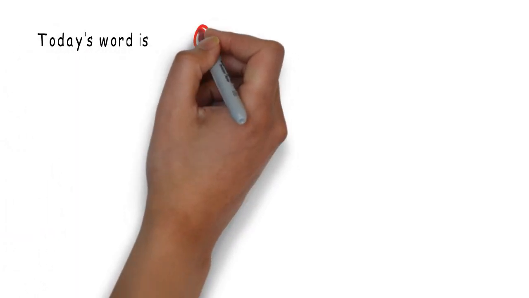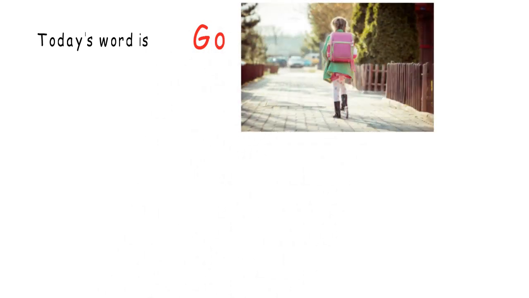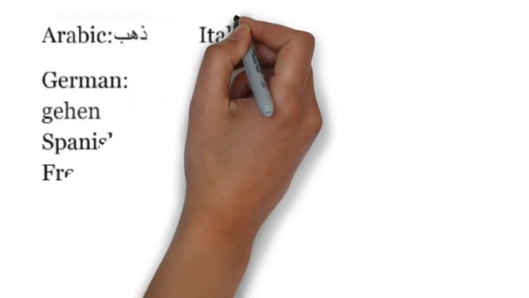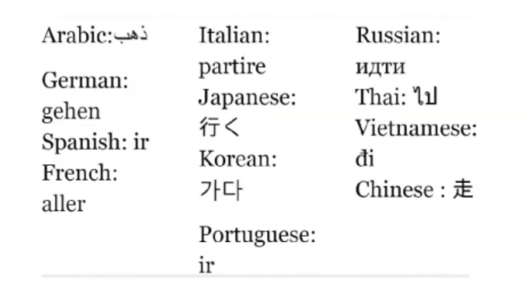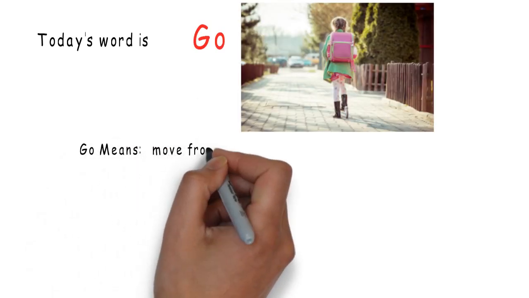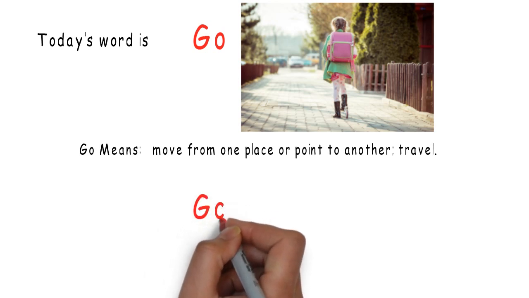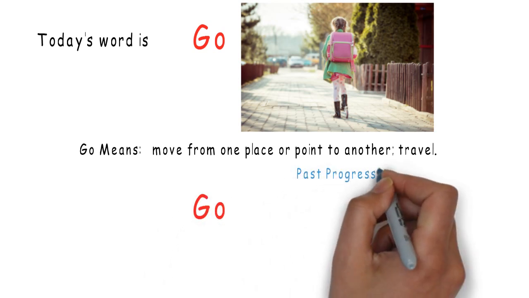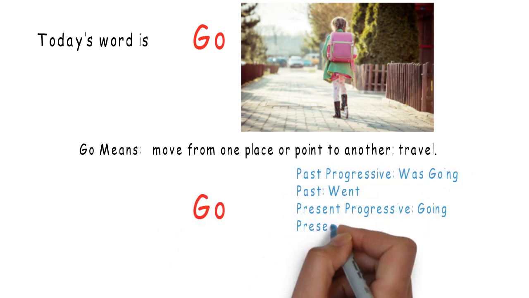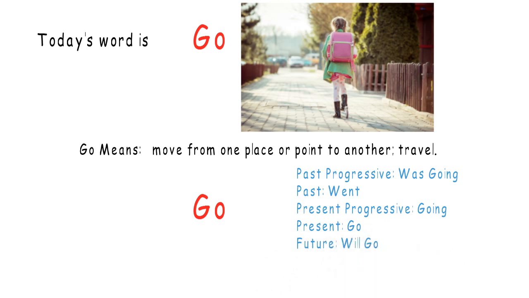Today's word is go. Here is a picture of someone going somewhere. Here is go in many languages. Pause the video and find yours. Go means move from one place or point to another. To travel. Go. Past progressive was going. Past went. Present progressive going. Present go. Future will go.